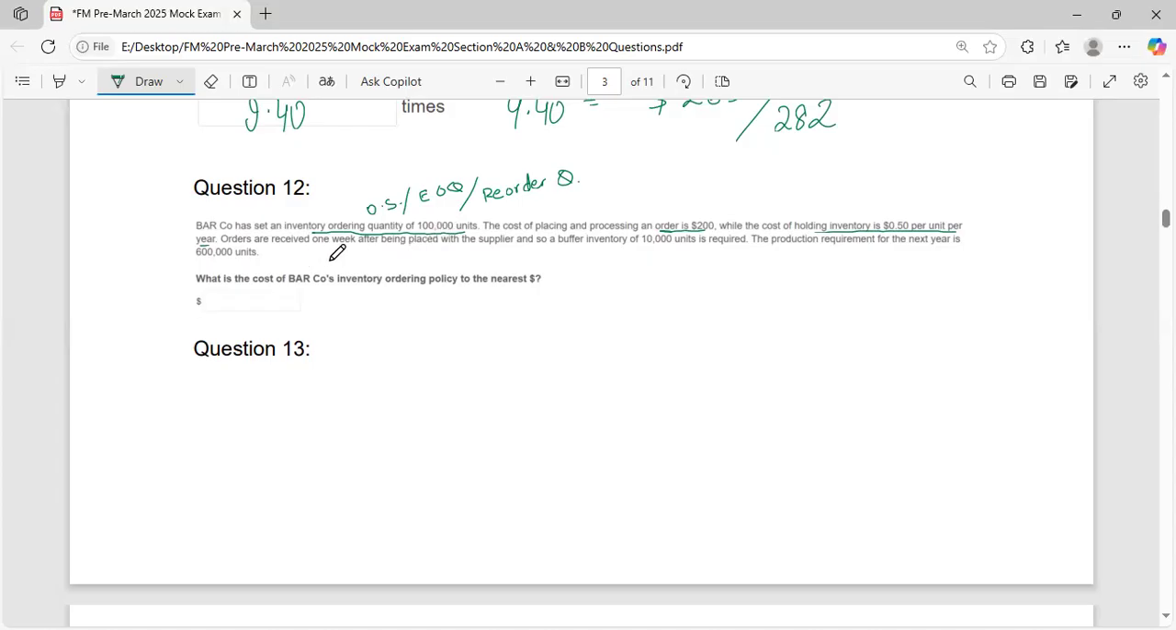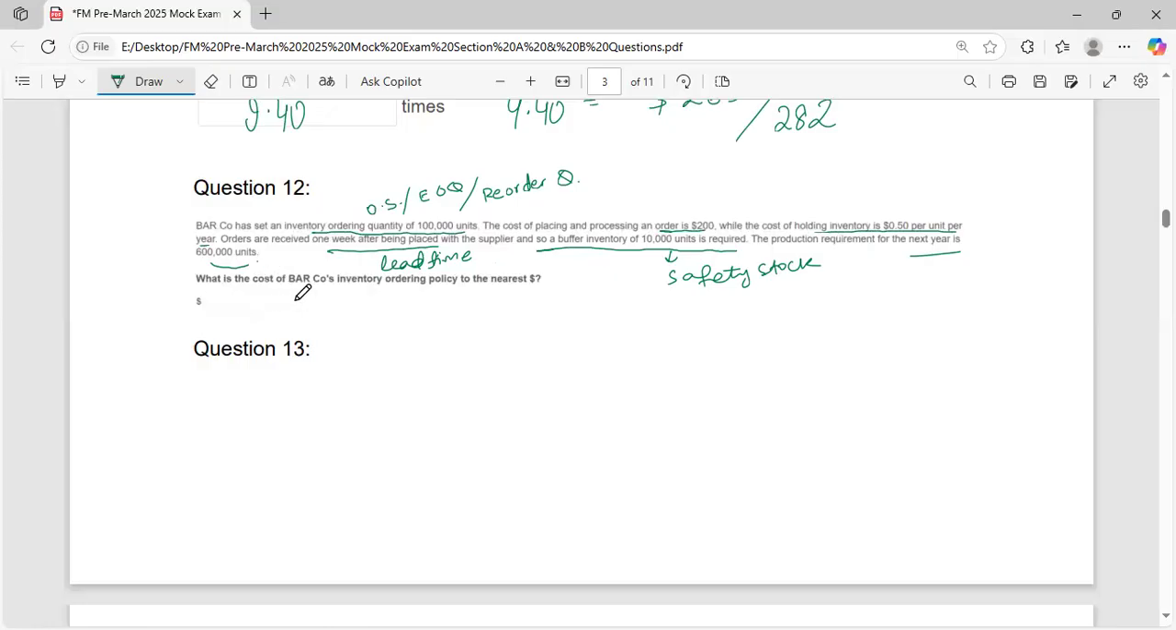Orders are received 1 week after being placed. This is the lead time, that if we are going to place the order now, our supplier will take 1 week to deliver. And so a buffer inventory of 10,000 units is required. Buffer inventory is also called safety stock. It is also called minimum inventory, that we will maintain minimum inventory of 10,000 units. Production requirement for the next year is 600,000 units. So the next year demand is 600,000 units.